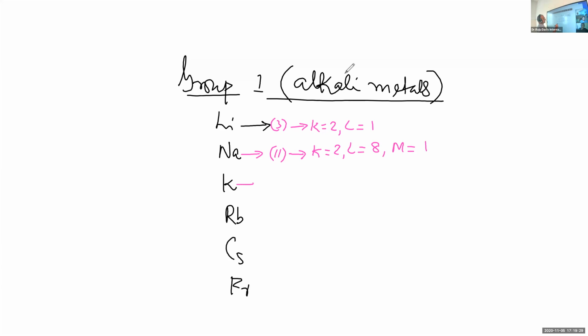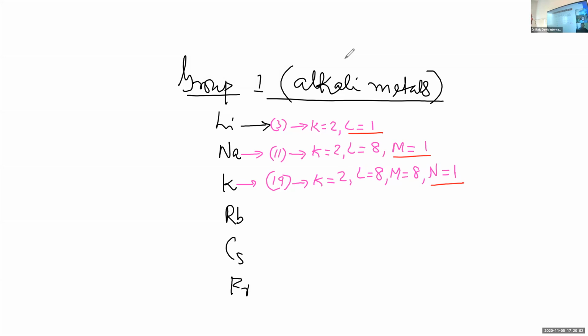Then you take potassium, atomic number 19. In the K shell, 2 electrons. In the L shell, 8 electrons. In the M shell, 8 electrons. In the N shell, 1 electron. So what do you see here in common? There is something common here. Can you find it? Something common is seen in this case. What is it? What is common there?